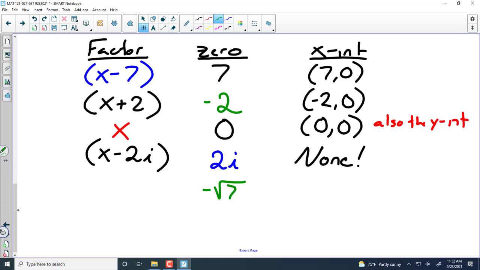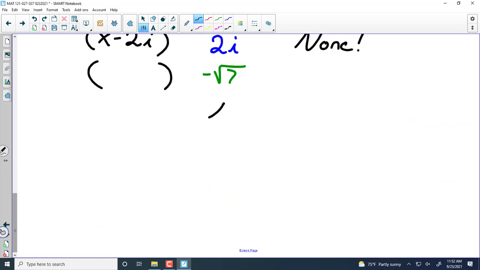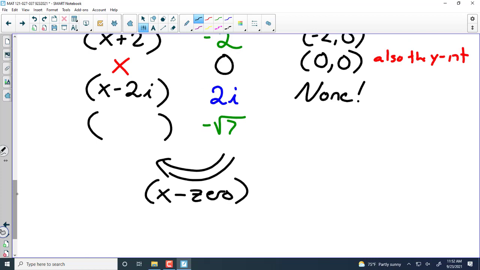Negative square root of 7. What would the factor be? Careful. The factor. How do you get a factor? Everyone, watch this. The way you get a factor every time, the way you go from here to here, is just x minus the 0. In this case, you are subtracting a negative. So what's it really going to be? X plus the square root of 7.